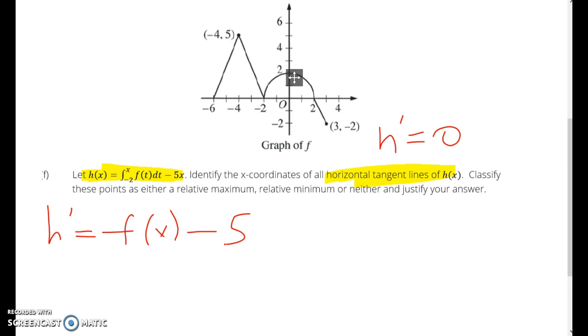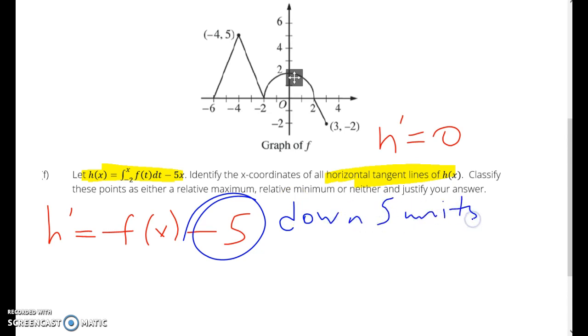Think about this, guys. This is a graph of f. This minus 5 right here is telling me to take this graph and shift it down 5 units. If I can perform that transformation, I will be looking at h prime after I've transformed the graph of f, and I can find when it equals 0. Notice, the maximum at the top is 5 units up, so if I shift that down, I'm now sitting on the root, and my graph looks something like this.